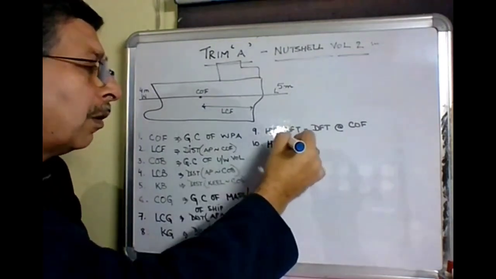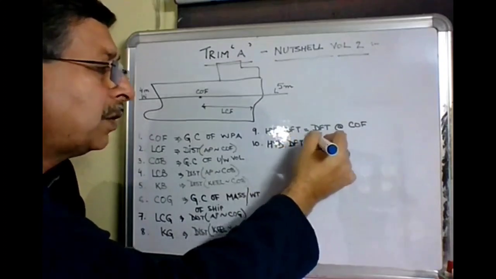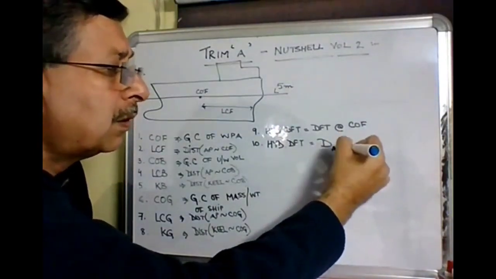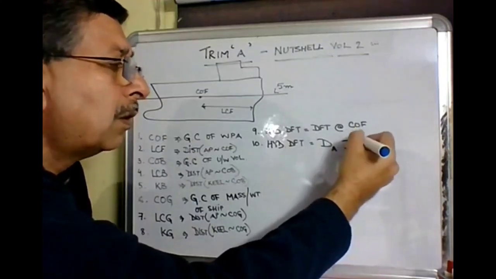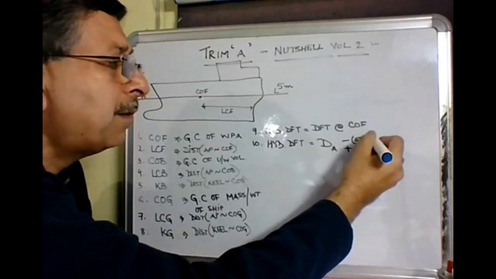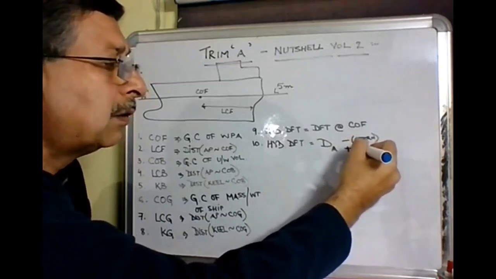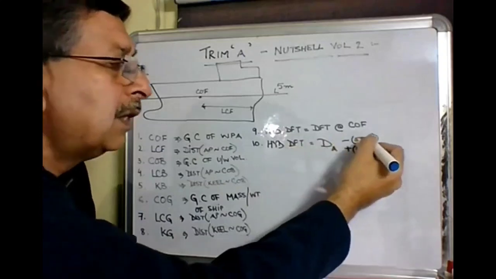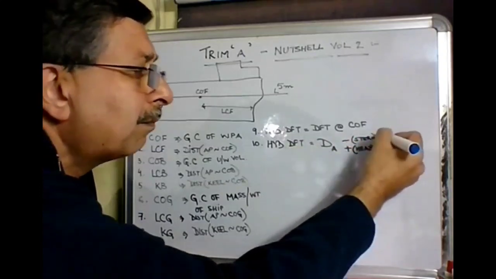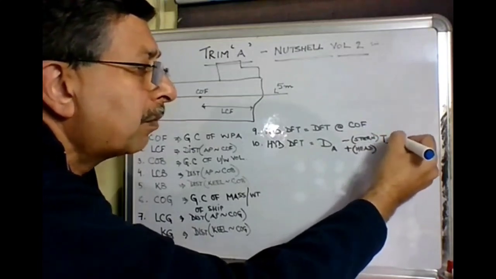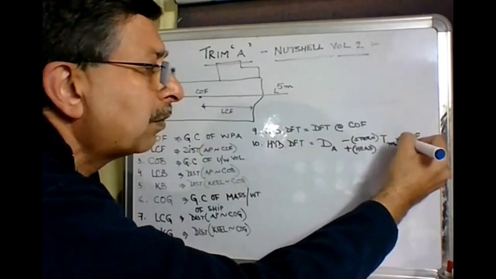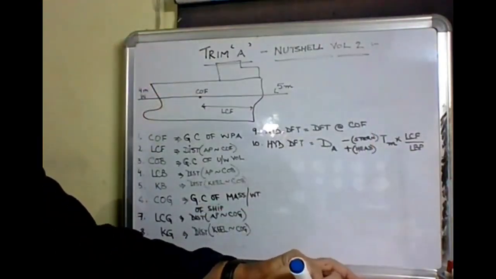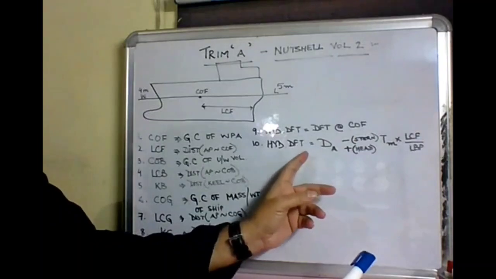You calculate hydrostatic draft. Hydrostatic draft is equal to draft aft, minus if it is a stern trim, plus if it is a head trim, into LCF upon LBP. This is the formula for hydrostatic draft.